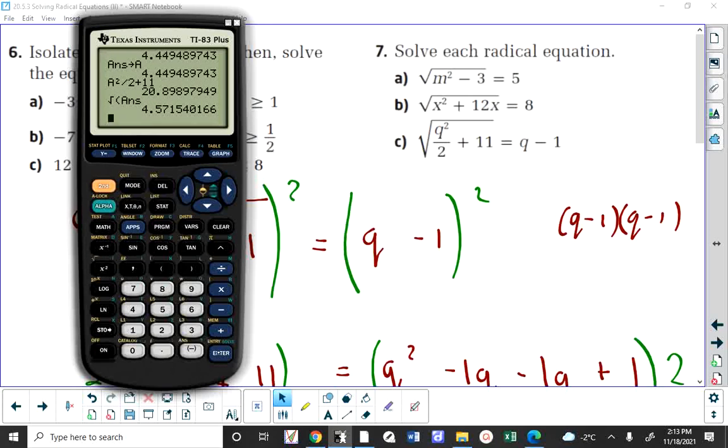So when we use q equals 2 plus root 6, the left-hand side of the equation, root of q squared over 2 plus 11, is 4.57. Now I'm going to try the right side by taking my answer, 2 plus root 6, and subtracting 1. It doesn't work. Which means 2 plus root 6 is extraneous. Did I not enter it correctly the first time?